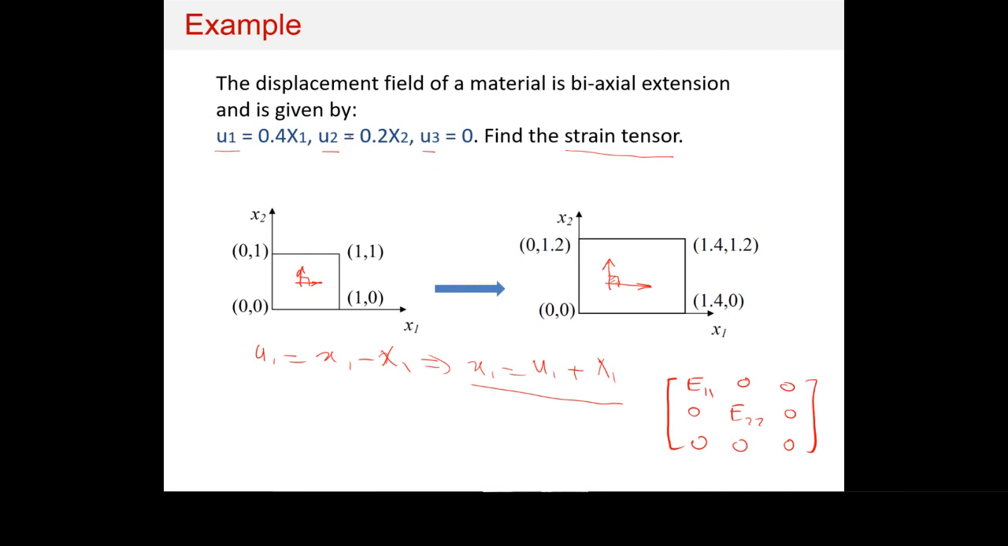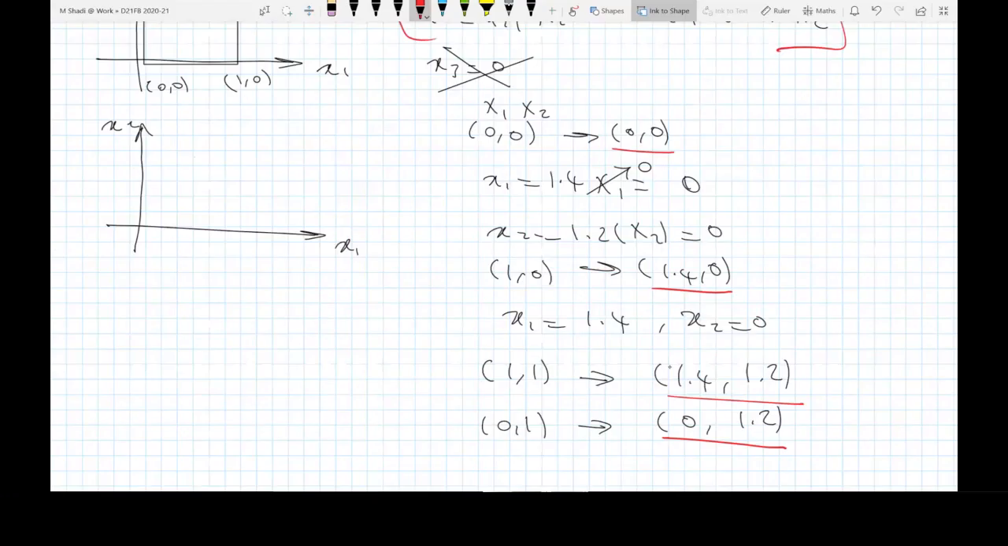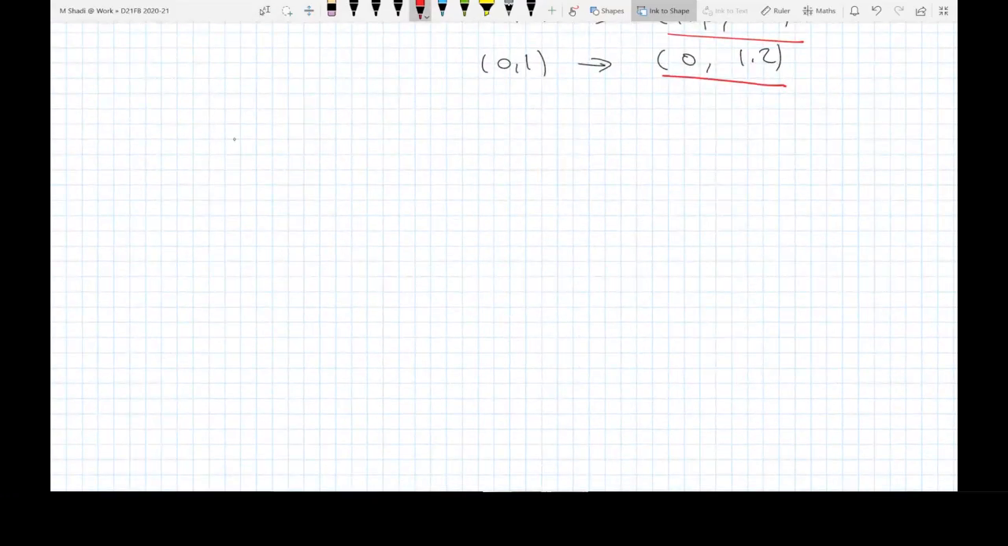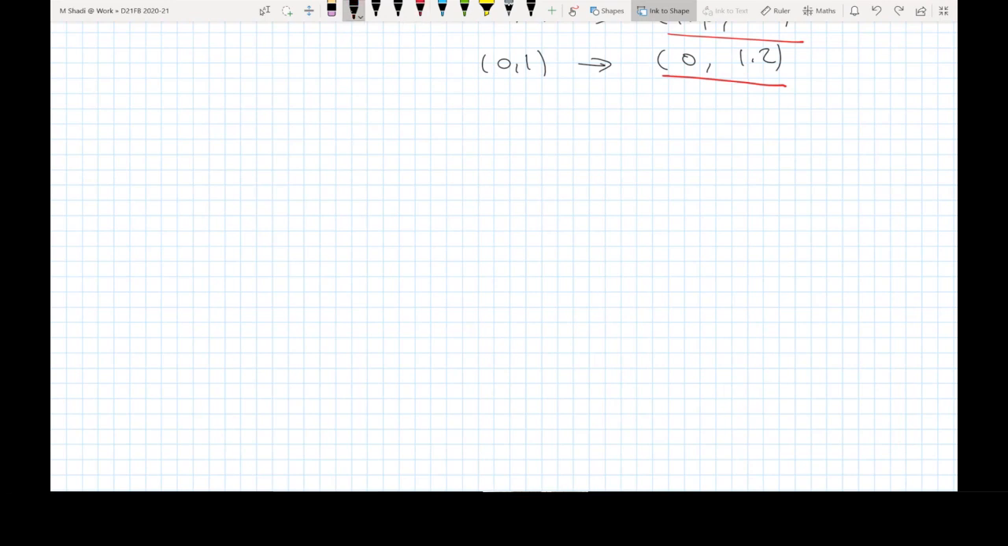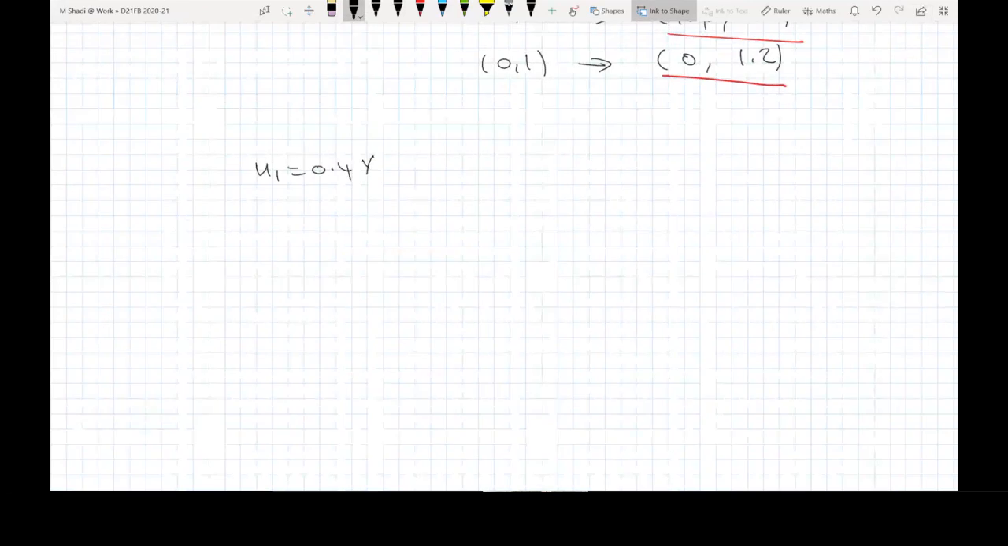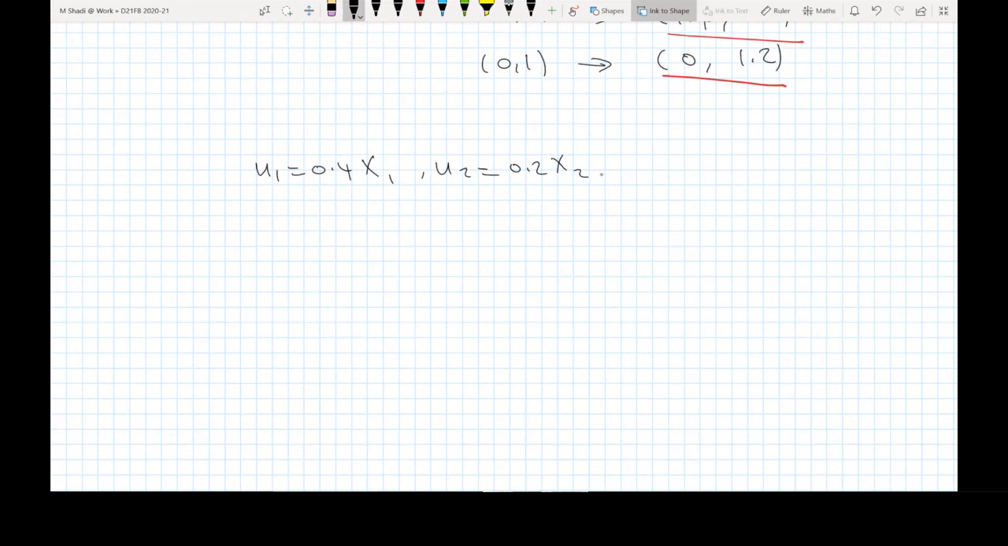Now, we are going to use what we have learned in order to find the strain tensor. And again, we are going to look into the strain tensor and see if it is basically what we expect it to be. The strain tensor is basically the gradient of the displacement vector. The displacement vector is given by these components here: u1 equals 0.4 x1, u2 is 0.2 x2, and u3 is 0.